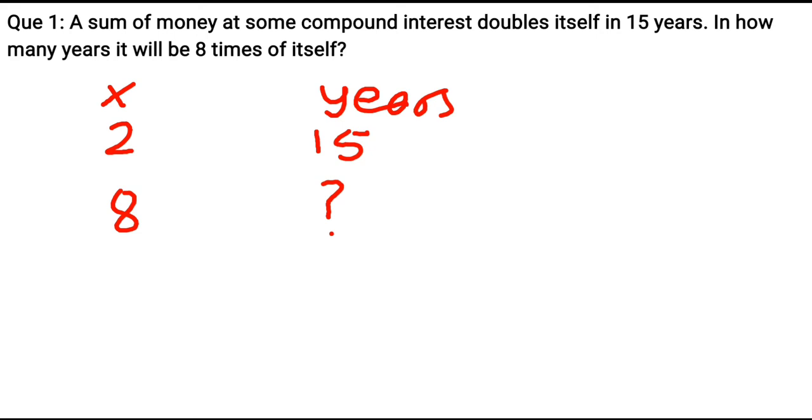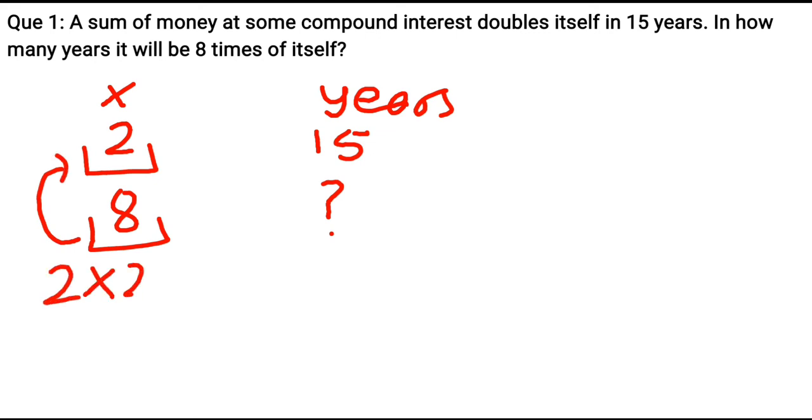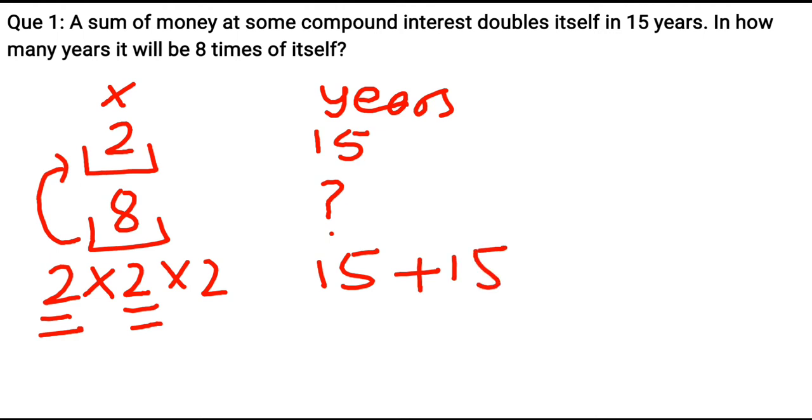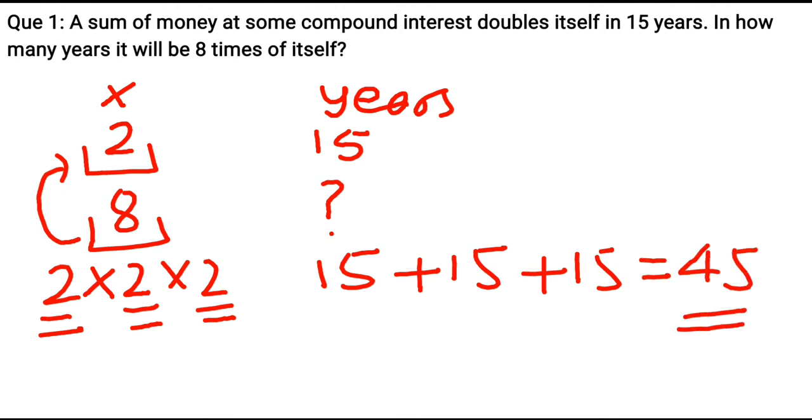Now I'll teach you a trick to solve this question. First of all, just focus on how many times it becomes. Now it is 2 and it is 8. Just write this 8 in the form of 2. How? See, 8 is 2 into 2 into 2. Now see, the sum of money becomes 2 times in 15 years, again 2 times in another 15 years, and again 2 times in the next 15 years, and the total is 45 years, and that is our answer.